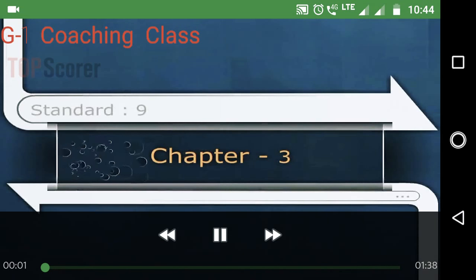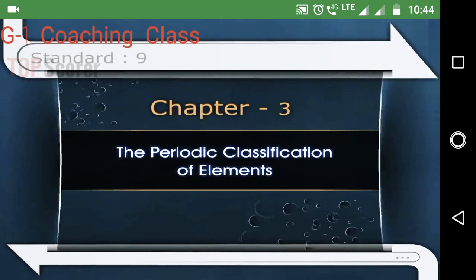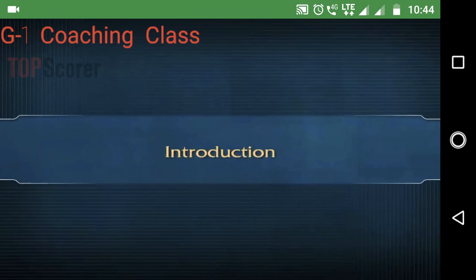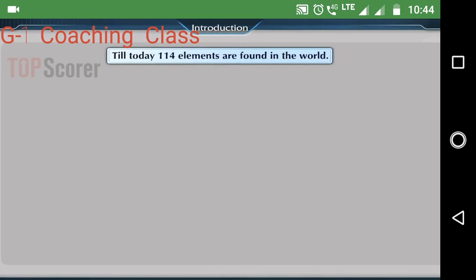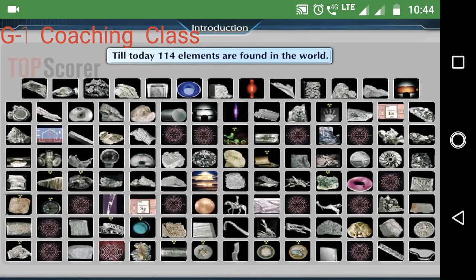Chapter 3. The Periodic Classification of Elements. Introduction. Till today, 114 elements are found in the world.